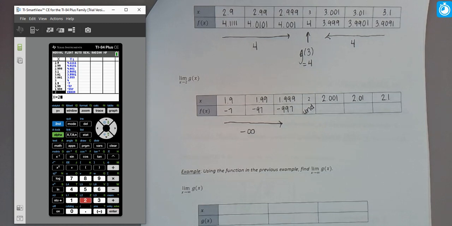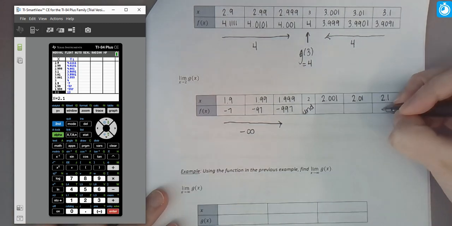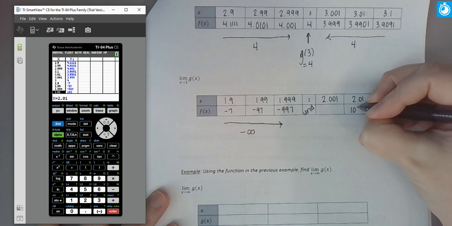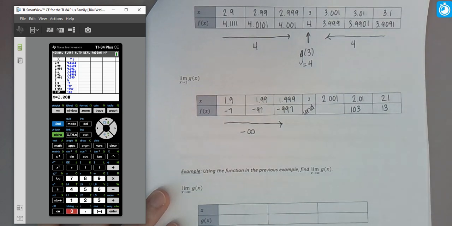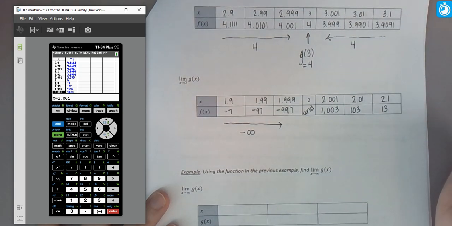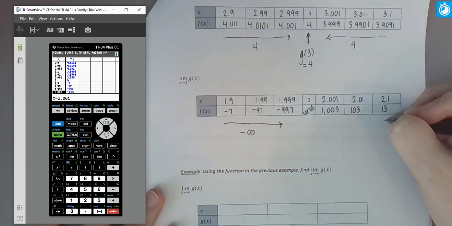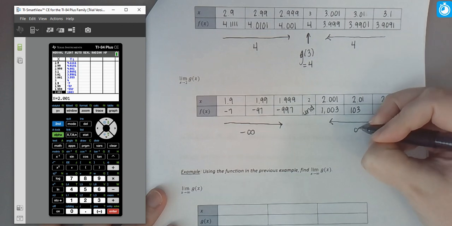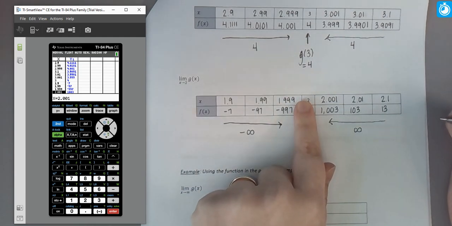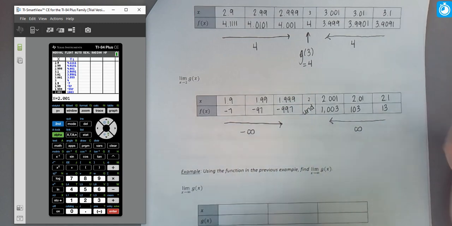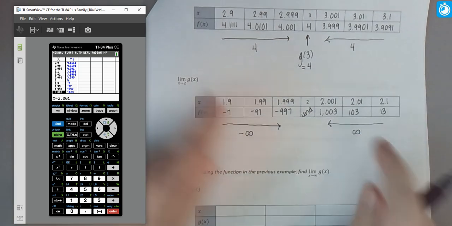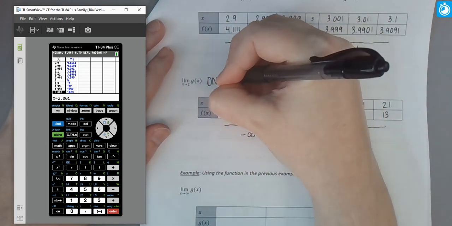That's exactly what we expect. Now what about the other side? So 2.1, okay, we're at 13. 2.01, just a little bit closer, 103. And then 2.001, 1003. And then you can probably guess what would come next. Again, now we're increasing without bound. So from this side, we're approaching positive infinity. So as the x values approach 2 from the left, our y values are going towards negative infinity. As we approach 2 from the right, our y values are going to positive infinity. So because we're approaching 2 different values, our limit does not exist.